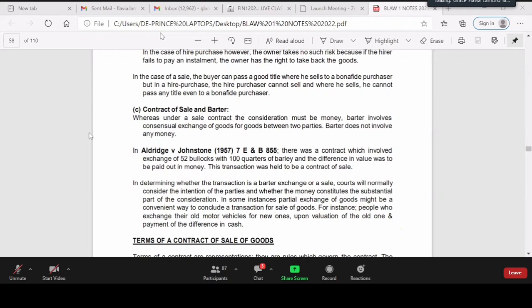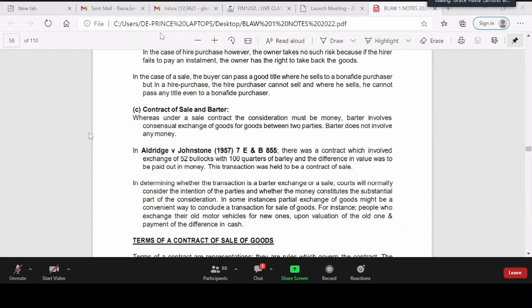Okay, moving on. Contract of barter. A contract of barter is a contract where goods are sold. A buyer is buying goods and he's paying for the goods in kind. So a good is exchanged for a good. You're buying a good, but you're paying using a good for what you have bought. That is a contract of barter.